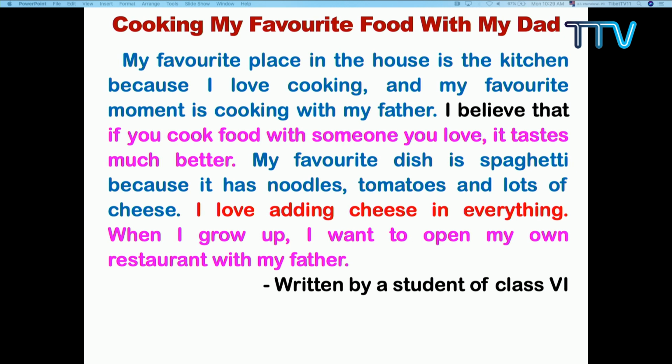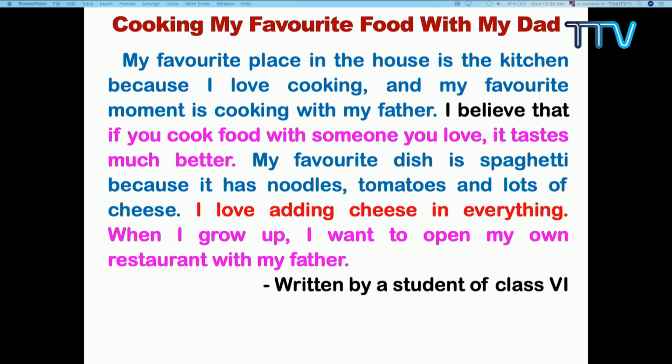And my favorite moment is cooking with my father. Now there's another independent clause. My favorite moment is cooking with my father. And these two independent clauses are joined by and. So this is an example of which type of sentence? Yes, it's a compound sentence because you have two independent clauses. Now look at the next highlighted part of the sentence. If you cook food with someone you love, it tastes much better.